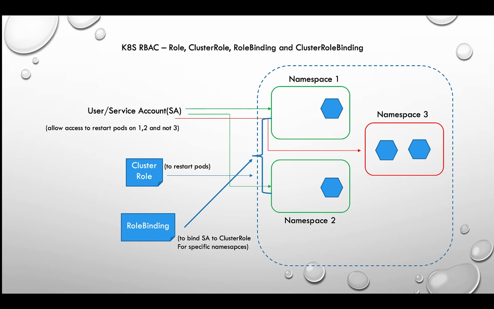So as you can see, if you need a role that is specific to a namespace, then you should use role and role binding. Otherwise, it's a cluster role and cluster role binding. But there are some scenarios where you might use a mix of those, where you need to have a cluster role and a role binding.